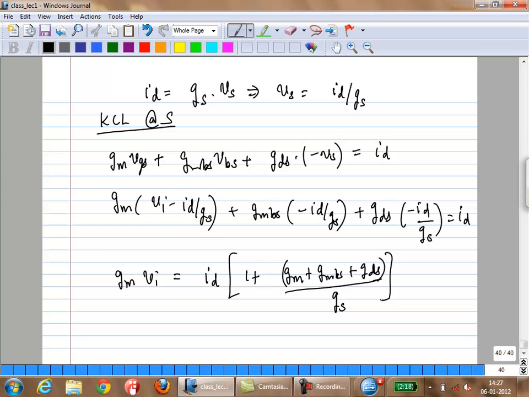Right? You just group the two terms on either side. So the transconductance is nothing but ID over VI. Okay? We'll just write 1 over GS as RS, right? It's slightly easier to visualize, that's all.